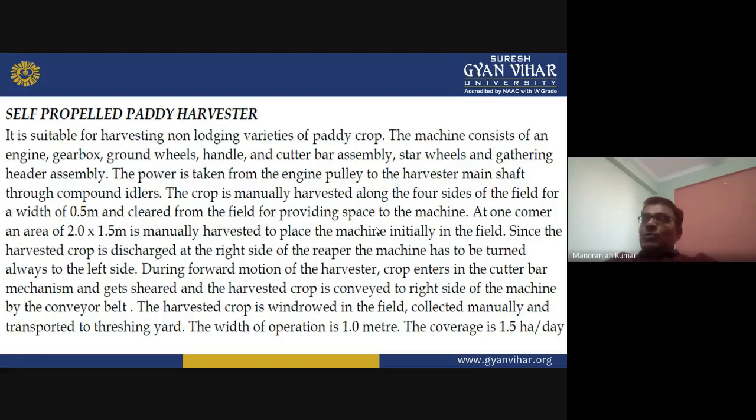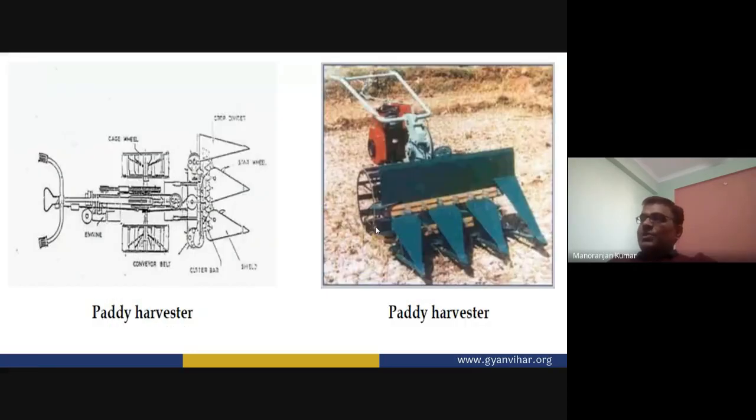The width of operation is 1 meter. The coverage area is 1.5 hectare per day. So this is the self-propelled paddy harvester. Here in this picture you can see.